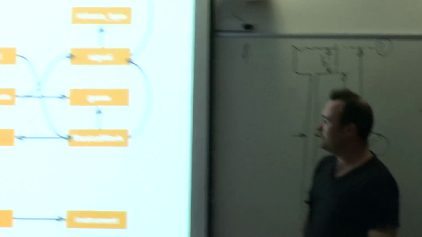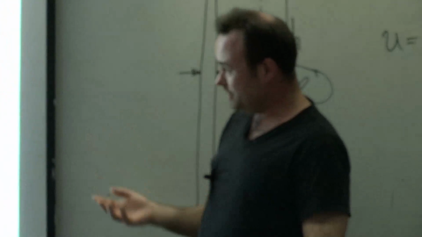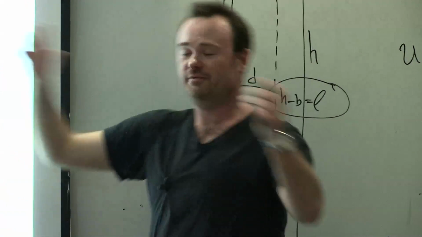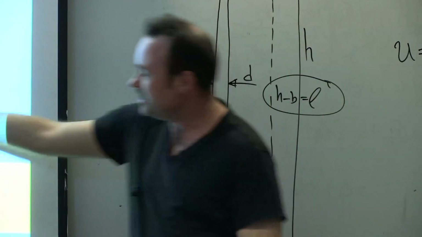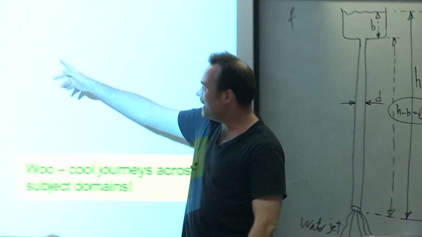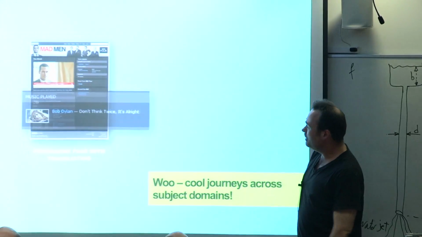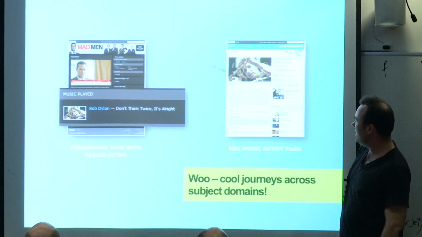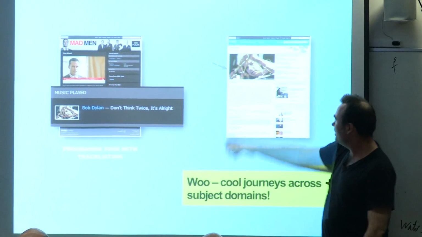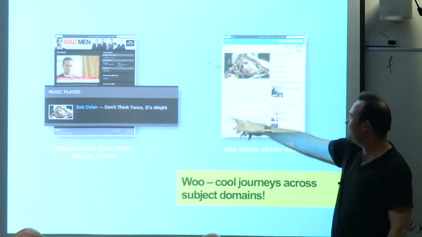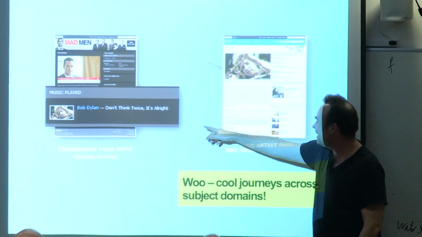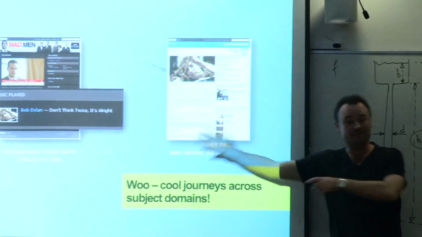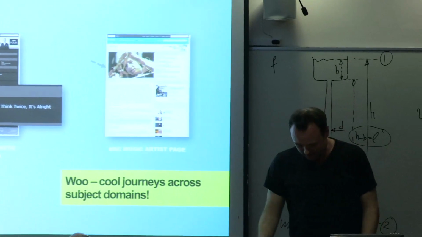So when we talk about subject domains, soon we find that there are boundary objects like this, where one subject domain feeds into another. This is a cool example from the BBC, where we've got a Mad Men program page. It's got the track listings of songs played in that program. There's Bob Dylan again, and through the wonders of translating PowerPoint to Keynote, that line is broken, but we have a link there to the Bob Dylan music artist page, and suddenly we've moved from TV into music. Woo!